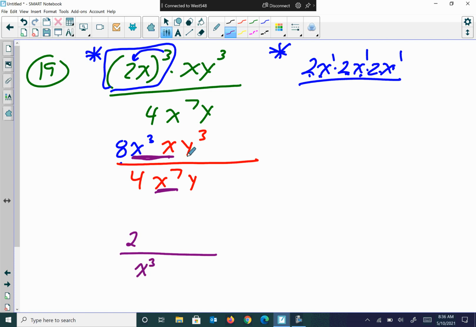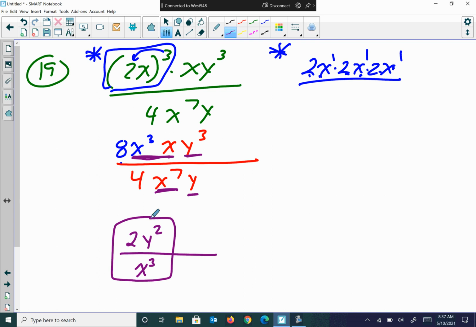How many y's do I have on top? How many on bottom? 1. Tug of war, who wins? By how many? 2. There you go. There's my answer. So that one, the toughest part of that is realizing if I have a quantity, and when you say quantity, that means it's grouped with parentheses.